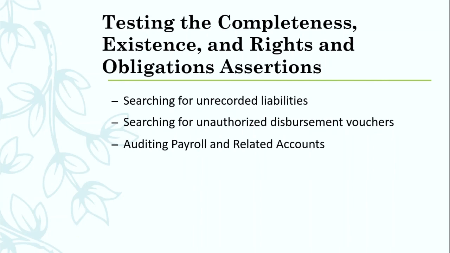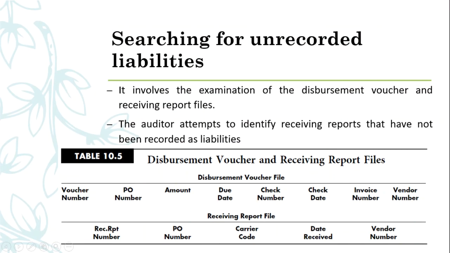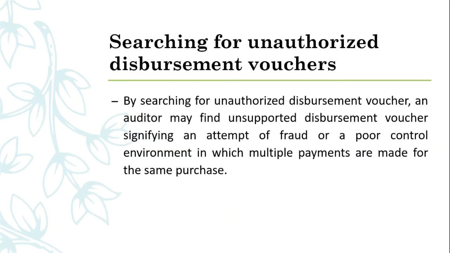Testing the completeness, existence, and rights and obligations assertions. First, we have to search for unrecorded liabilities. It involves the examination of disbursement voucher and receiving report files. Each receipt of inventory should match a corresponding disbursement voucher. From these files, the auditor then attempts to identify in the receiving reports transactions that have not been recorded as liabilities.